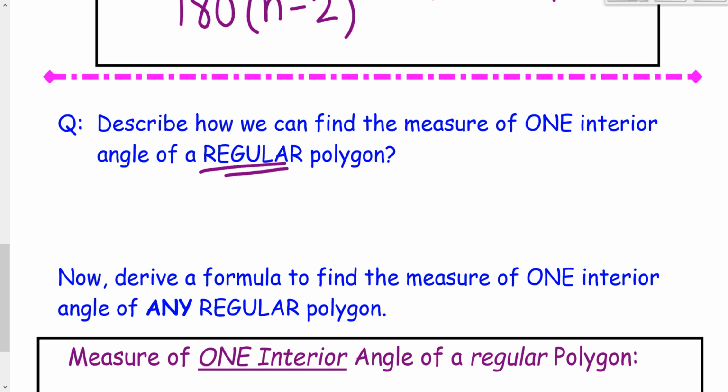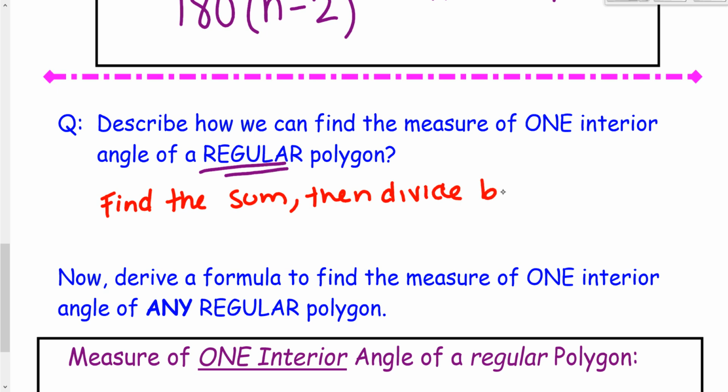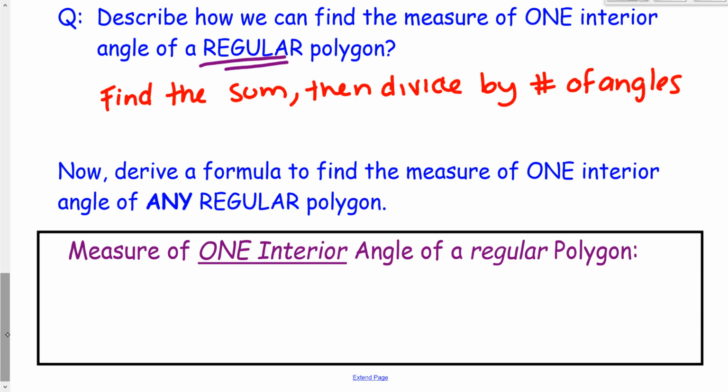Well, I would take the total, find the sum or the total, and then divide by the number of angles. And how would I put that in symbolic form? Well, I know the sum was 180 times n minus 2, and then I would divide it by the number of angles, which is n.